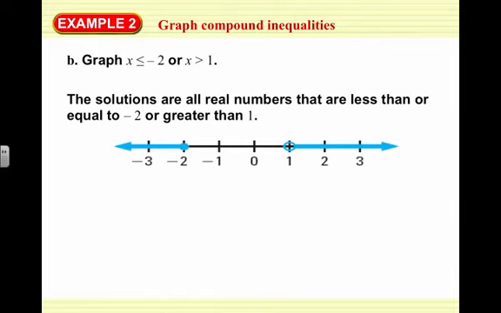So the solutions are all real numbers that are less than or equal to -2, because it's got the little line underneath it. So -2 gets a solid dot, solid endpoint, and then we go to the left. Or greater than 1, so we do an open circle because it's strictly greater than 1, and we go to the right, off in the direction of positive infinity. And so we have two actual portions of the number line representing solutions. One satisfies x ≤ -2, that's this region here, and one region satisfies x > 1.